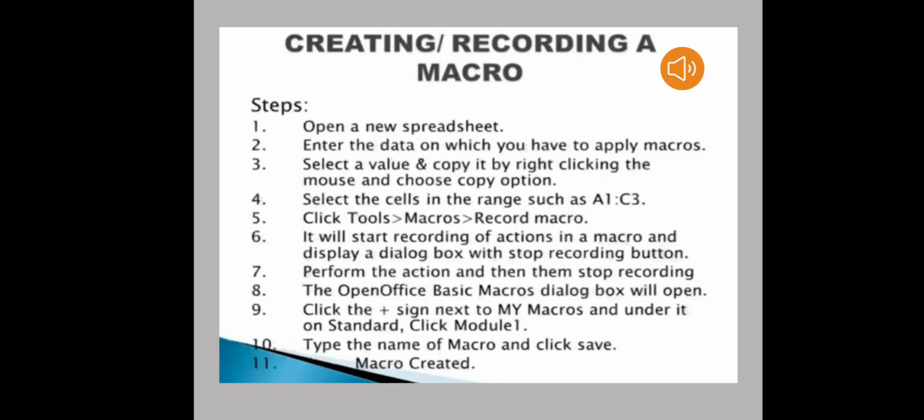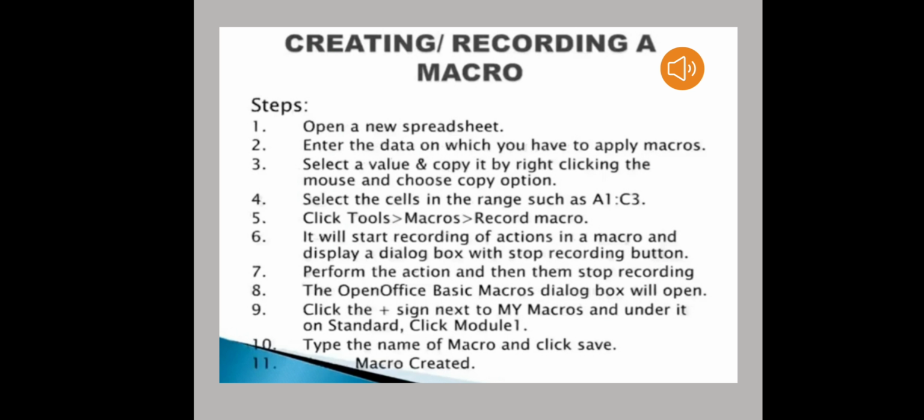Then we have to select the range, like we are selecting the range over here, A1 to C3. Then click tools, macros, then record macro. It will start recording the actions in the macro and display a dialog box with the stop recording button. It will show that the macro has started recording, and it will show us the stop recording button.